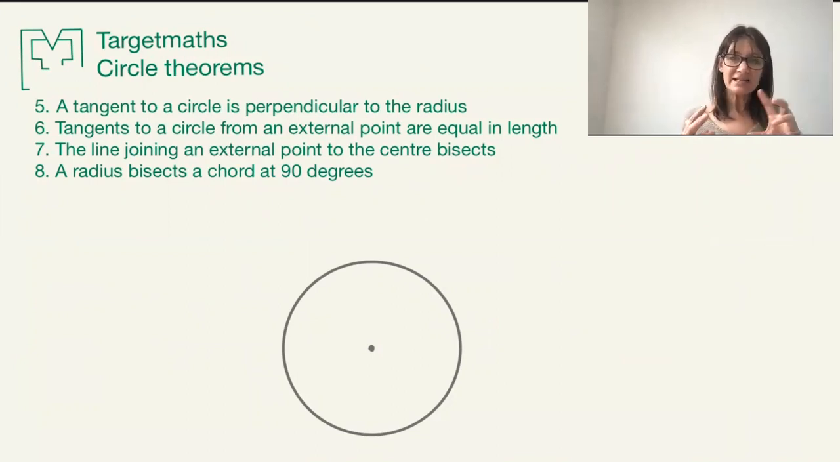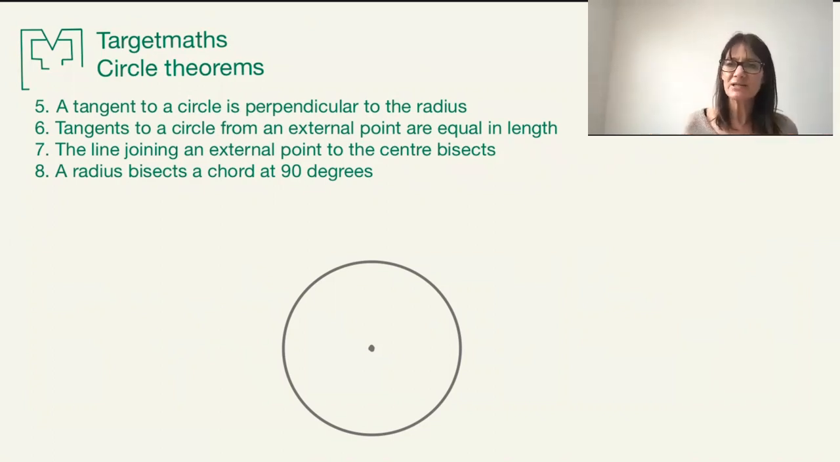Because they link nicely, I'm going to produce these circle theorems, the first three, all on the same diagram. But what I want you to do is produce 3 different ones so that you are able to see each one separately and they don't all get muddled up together.